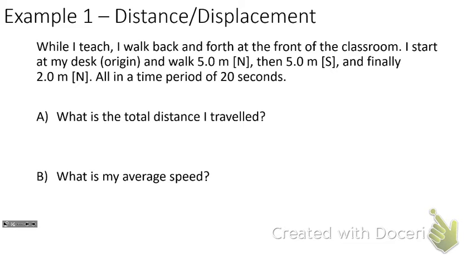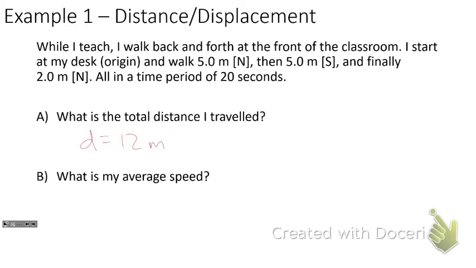12 meters, right? Because I went 5 meters to this point, I walked 5 meters back to the desk, and then I walked 2 meters up to the smartboard. So my total distance is equal to 12 meters. And there is no direction on distance because it is a scalar quantity.